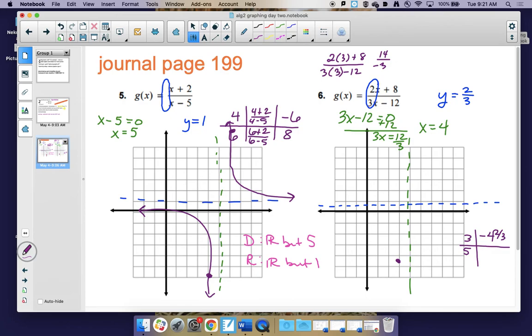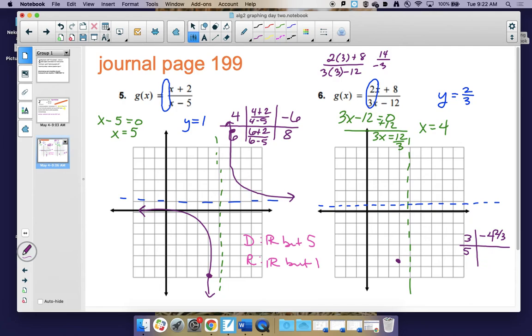If we're just plugging in 3, how did we get 2/3? So we plugged the 3 in here and here. So I got 14 over negative 3. And you can go decimal if you want there.